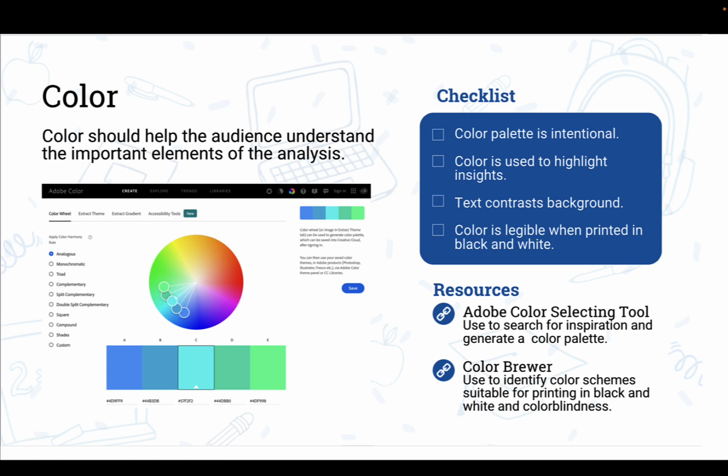When reviewing a visual, consider the following. The color palette should be intentional. For example, it matches your district colors or branding. It should also be used to highlight important insights.